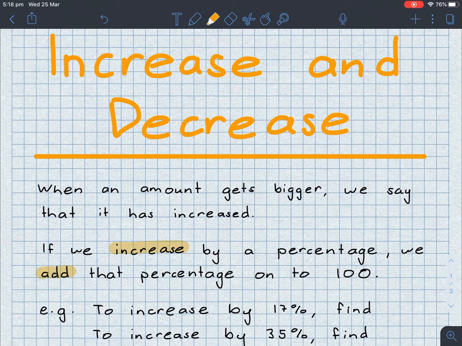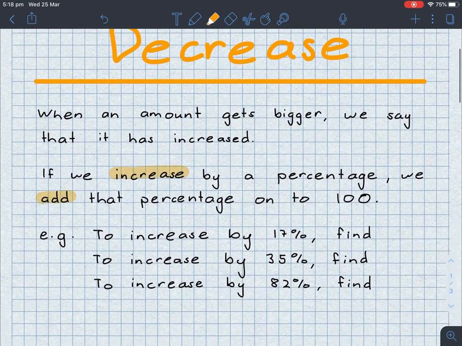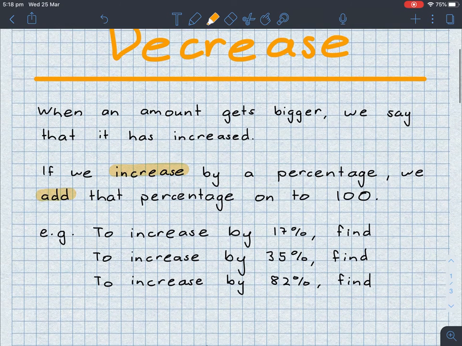So, when an amount gets bigger, we say that it has increased. This is probably something that you already knew. But if we're talking about increasing by a percentage, what we need to do is add that onto 100%, because when we start with an amount, we're starting with 100% of it. And then if we're increasing it, we're adding on, so we end up with more than 100% of what we started with. So, if we increase by a percentage, we add that percentage onto 100.